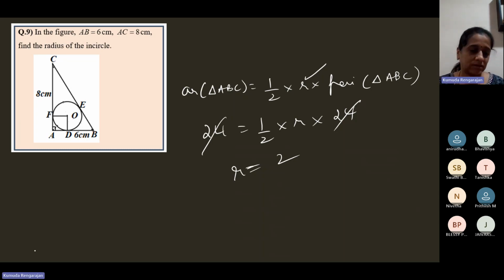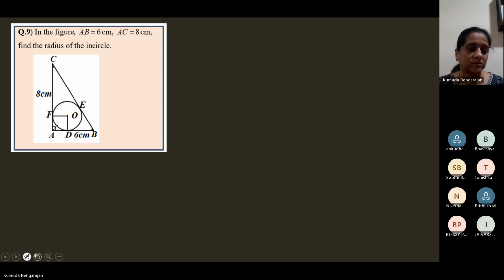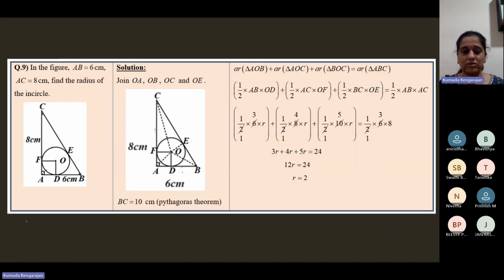You can also do this. Behind that is the answer here, I'll just tell you how it's worked. So join O to C, O to A, O to B. Again, dividing the whole triangle into 3 smaller triangles, and then you know the equation.